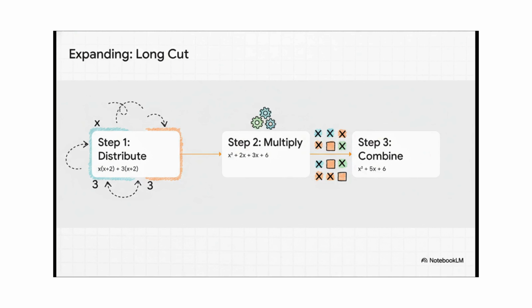So how do we actually do it? Let's walk through it, step by step. First, you distribute the x into the second bracket, and then you do the same with the 3. After that, you just clean it all up by combining the similar terms, the 2x and the 3x, to get your final answer. It's a methodical approach, and it always works.